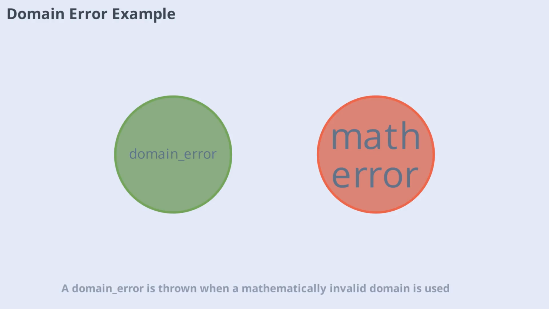A domain_error is thrown when a mathematically invalid domain is used, such as taking the square root of a negative number. Catching domain_error exceptions allows you to handle these cases gracefully and provide meaningful feedback to users.